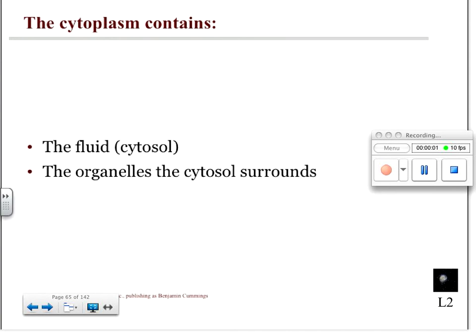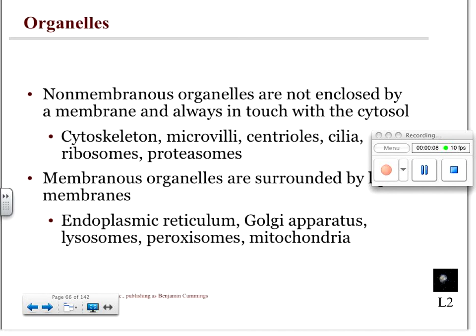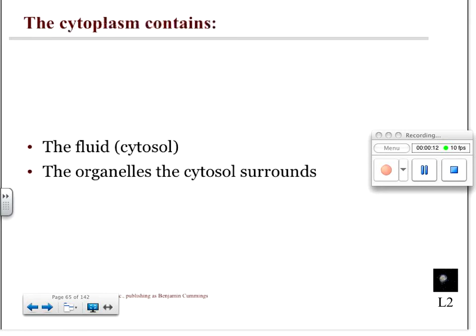Okay. So now we're talking about the cytoplasm. I encourage you guys to stay focused on our program. All right, what are we going back for?